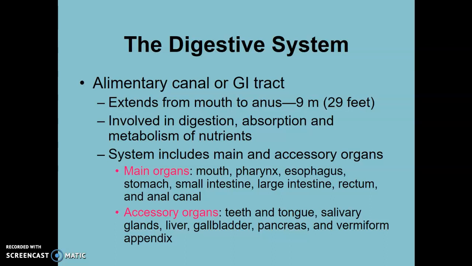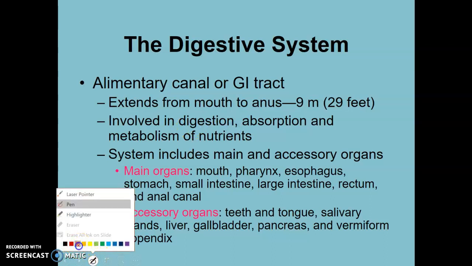So the digestive system starts with the GI tract or the alimentary canal. The alimentary canal is just kind of the formal term for GI tract. The GI tract starts with your mouth and ends with the anus. And so it's somewhere around 29 to 30 feet long, depending, of course, on how tall you are. It's involved in digestion, of course.